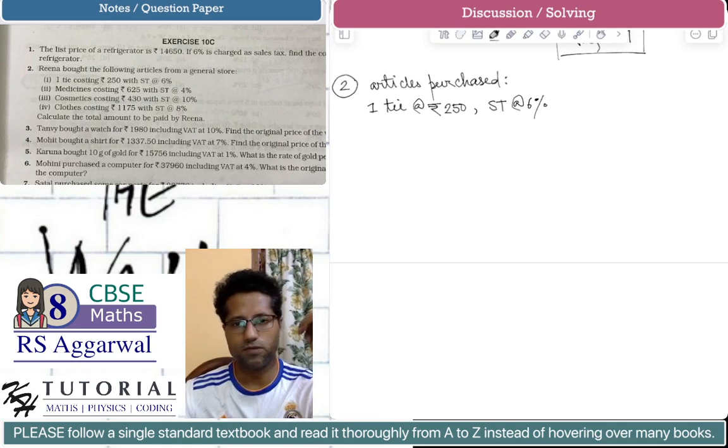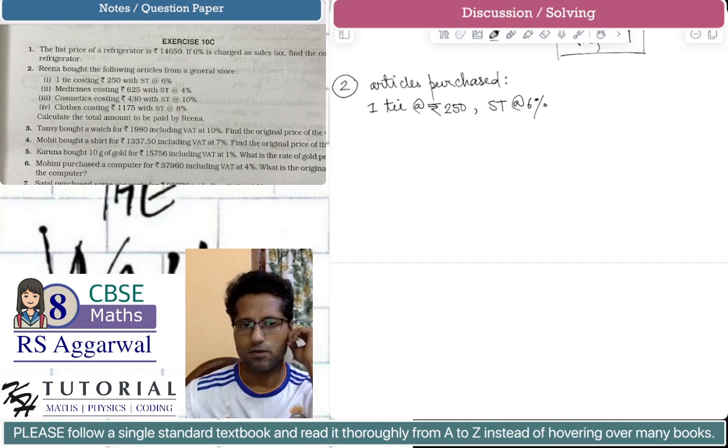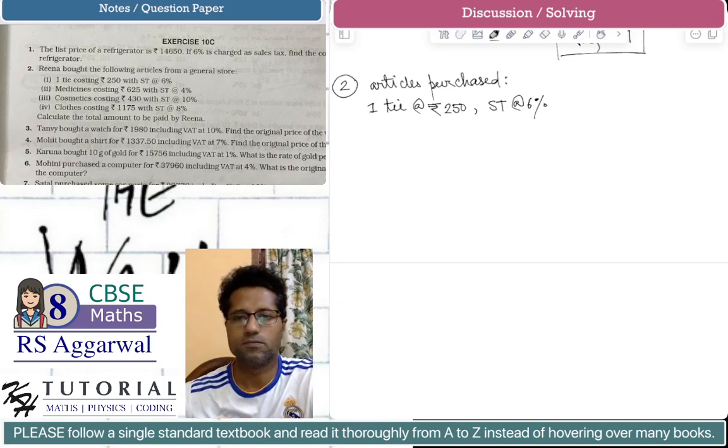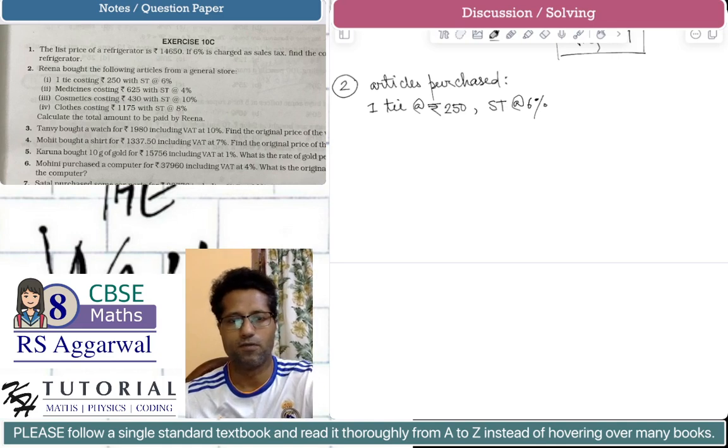Now we have to individually calculate the amount payable for each item, which will be the cost price. For each item, the costing means the selling price of the item, and above that the sales tax of 6% has to be added. So that will be the amount payable for that item, and we have to add all the amounts payable for all the items. Okay, so let's calculate the amount payable for each item.